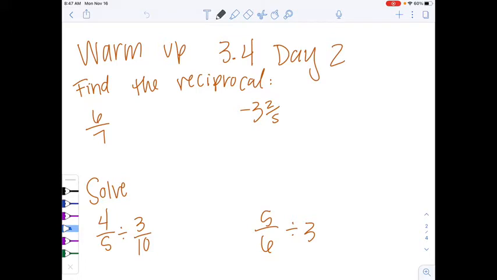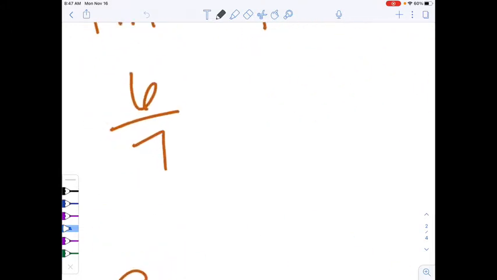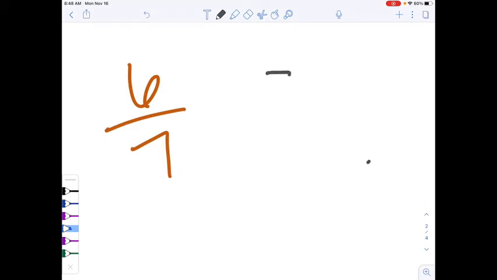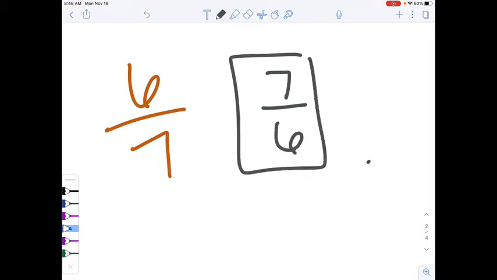Remember, the reciprocal of a number is whatever that number is multiplied by to get to 1. All we have to do is flip the fraction around. So the reciprocal of 6/7 is 7 over 6, because if I multiply those together, I'm left with 1.